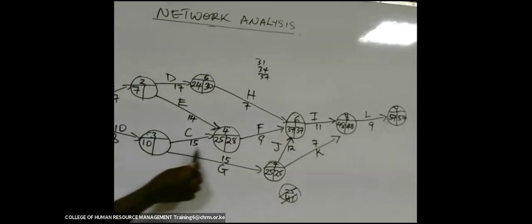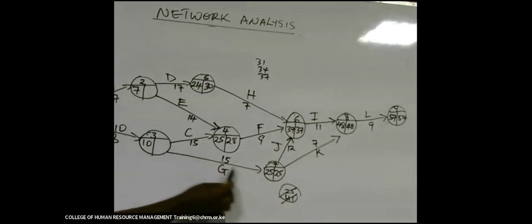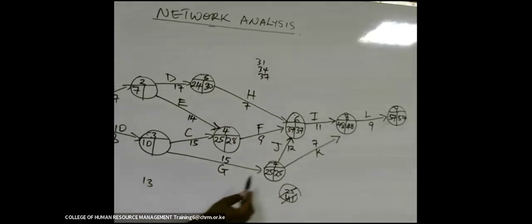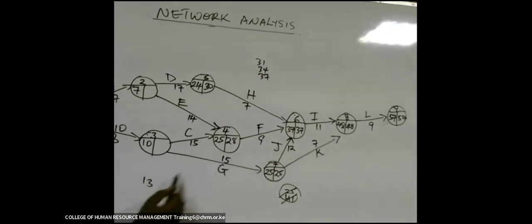Coming back here, it is 2 arrows, this arrow of C and this arrow of G. 28 minus 15 is 13. 25 minus 15 is 10. The smaller one is 10. Put there 10.